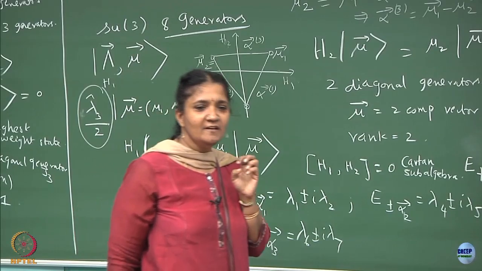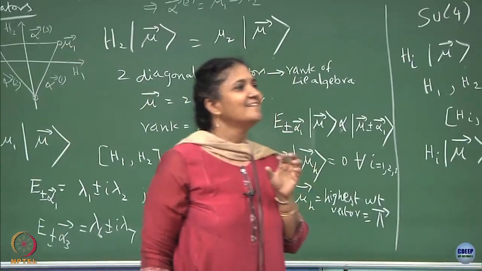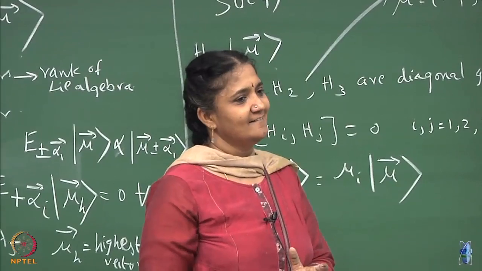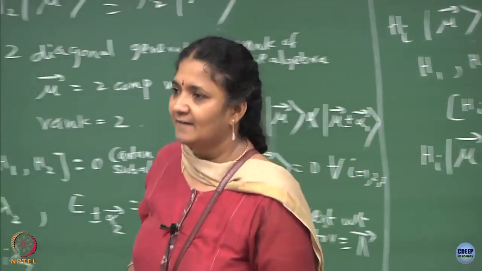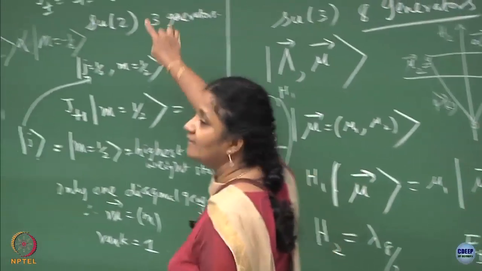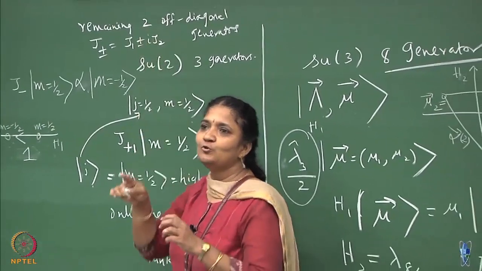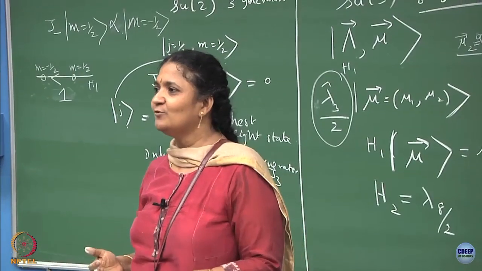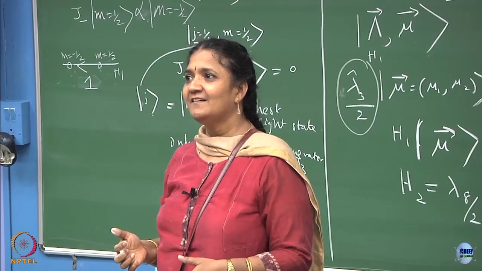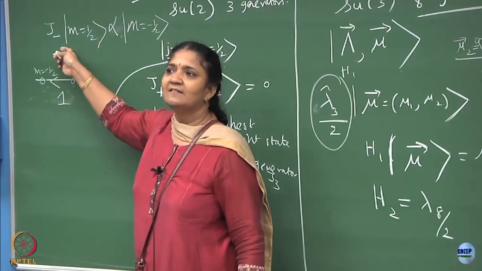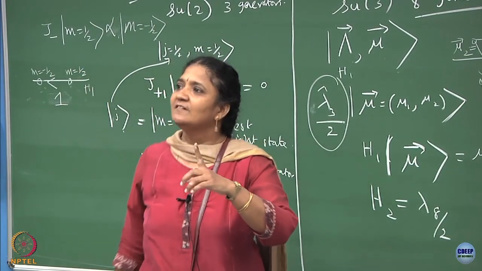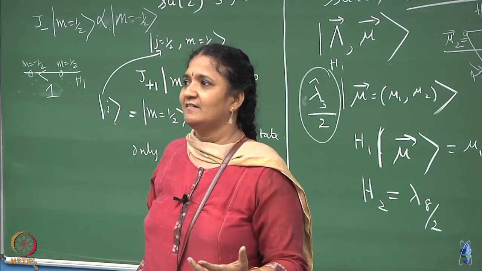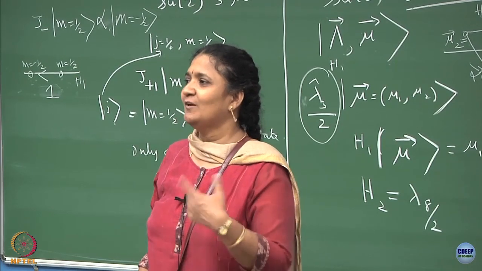So, how many root vectors will you have? The number of root vectors will be the number of off-diagonal generators. The number of off-diagonal generators is 2 here, and those 2 should be Hermitian conjugates of each other. One is raising by plus 1, another one is lowering by 1. So j plus is one root, and you can have a negative of it which you can call a negative root, j minus is another. That will be one positive root and one negative root for SU(2).